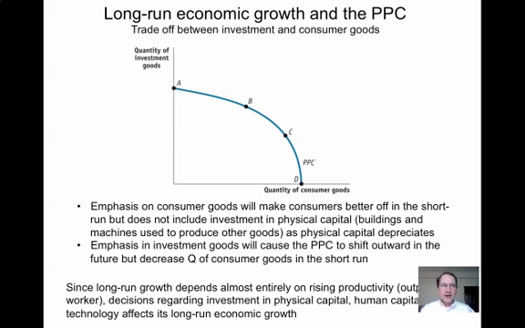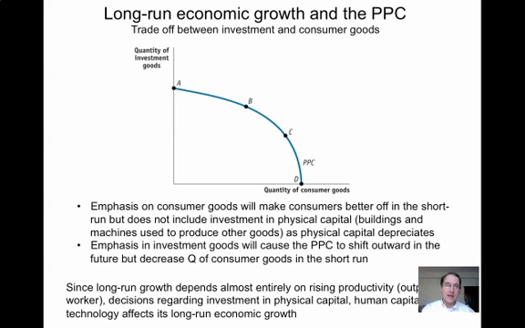So let's take a couple of points on the curve. If we go to point D, which is down on the bottom right, that is a huge emphasis on consumer goods. Now, that makes consumers better off in the short run, but it doesn't include investment in physical capital, things like buildings and machines used to produce other goods. What happens if we're at point D with very little investment in those is that as our physical capital depreciates, the stuff that we are using to produce all these consumer goods, we're not replacing that. And in the long run, that can hurt us because we're not sustaining our ability to produce.